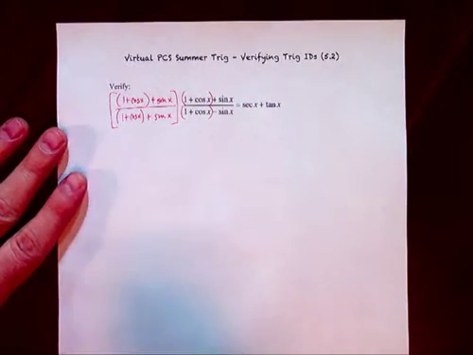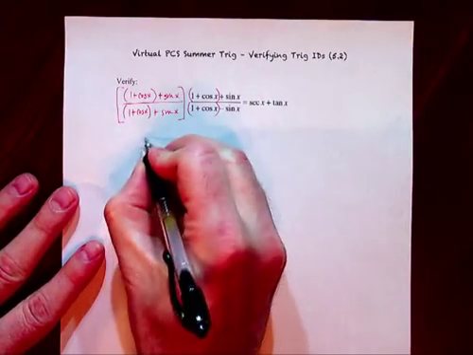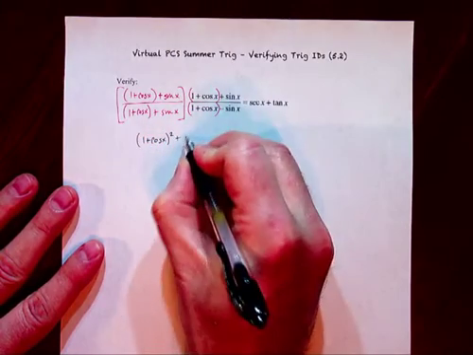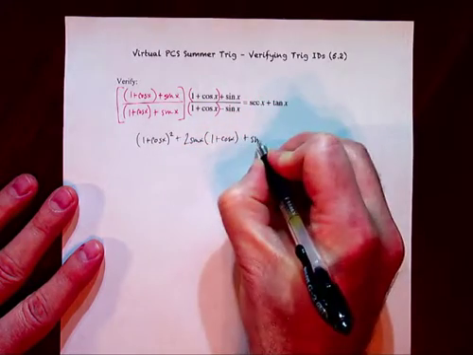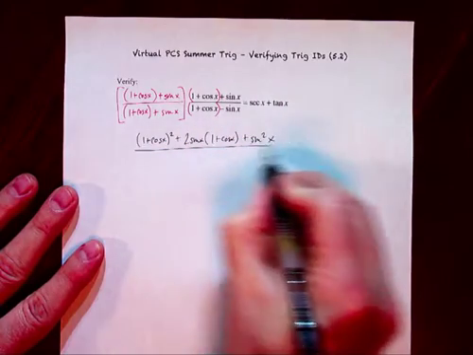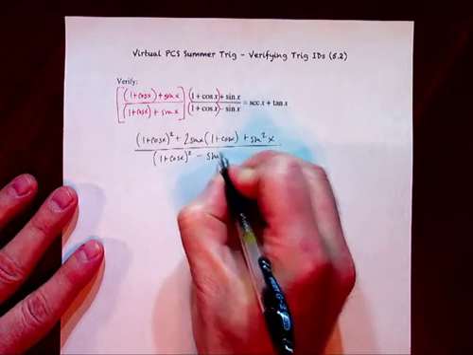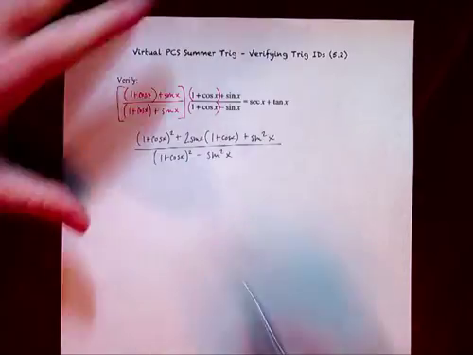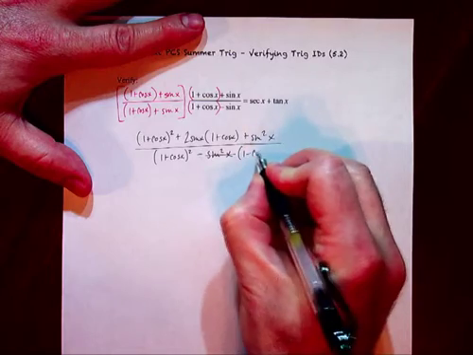And just to make things easier, I'm going to keep things in their nice and neat little packages, okay? And so this is going to be (1 plus cosine x) squared plus 2 sine x (1 plus cosine x) plus sine squared x, all of that over (1 plus cosine x) squared minus sine squared x. Okay, well that's fun. Let's go ahead and see. I can basically turn this sine squared right here into 1 minus cosine squared x.